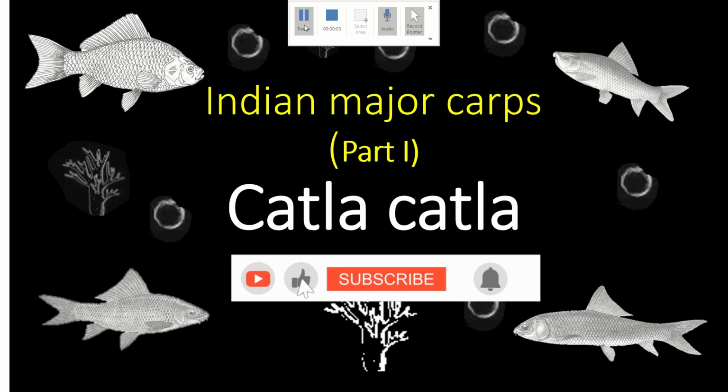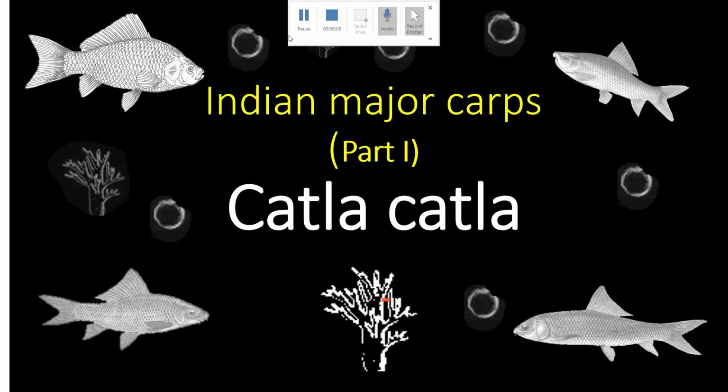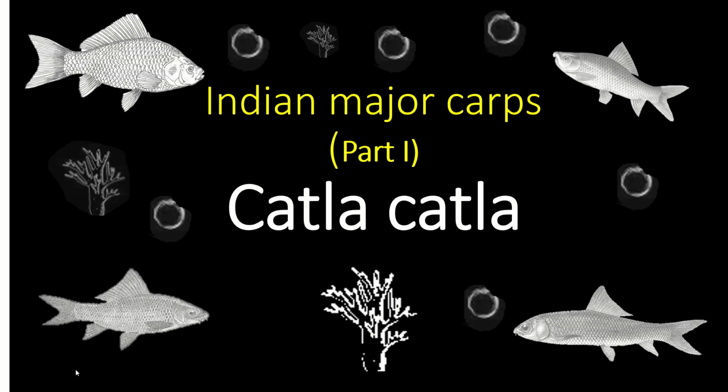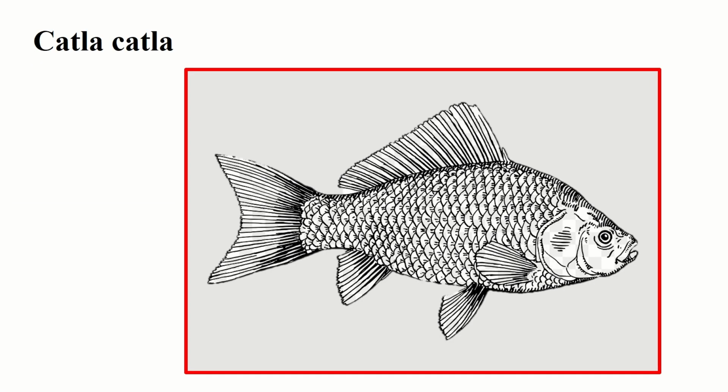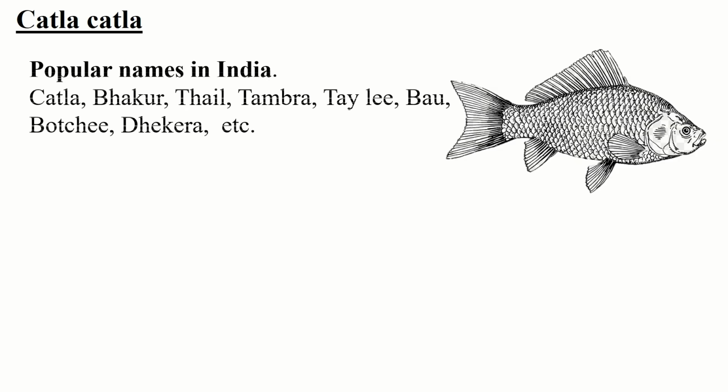So we are going to discuss Indian major carps. We know that there are four Indian major carps which are cultured in our freshwater ponds. The first one is called Catla. First, the biology of the fish Catla. This particular fish, Catla, has popular names in India such as Catla, Bhakur, etc.